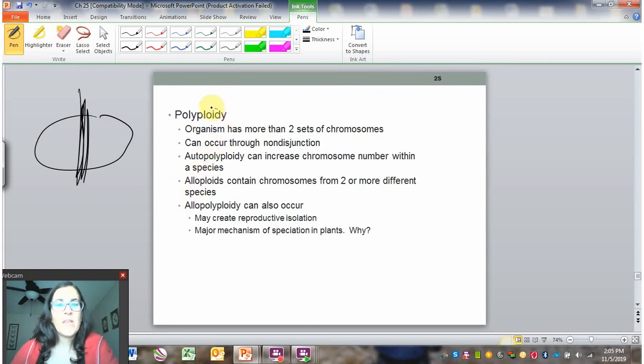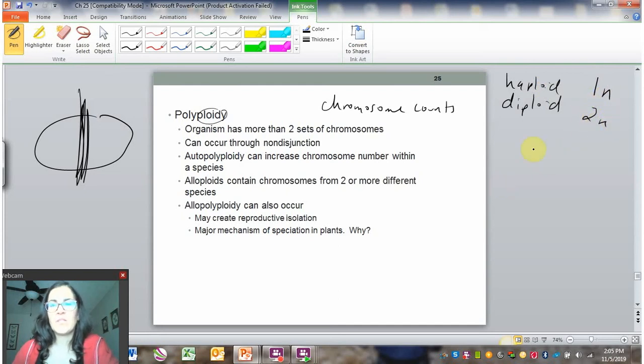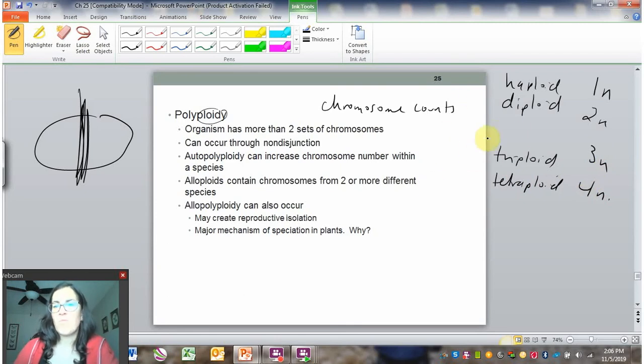So ploidy refers to chromosome counts. So I want to start out by refreshing your memory about, for example, the terms diploid and haploid. So haploid means a cell that has one set of chromosomes. Diploid is a cell that has two sets of chromosomes. And then you can have triploid or tetraploid organisms. So that would be 3 sets or 4 sets. So polyploidy is when you have any more than 2 sets. So triploid and tetraploid are both examples of polyploidy.